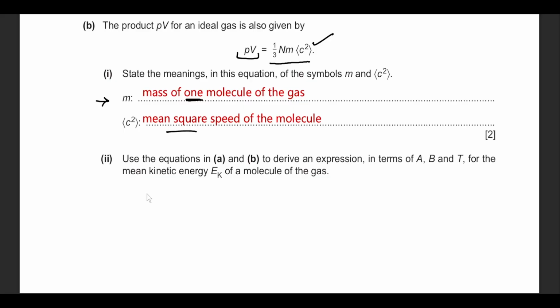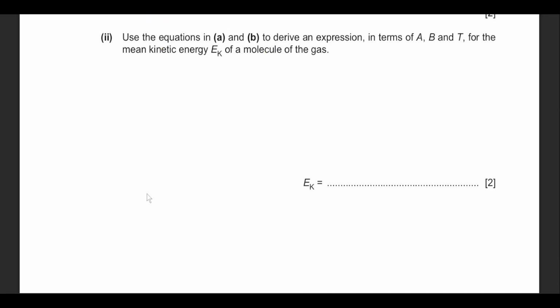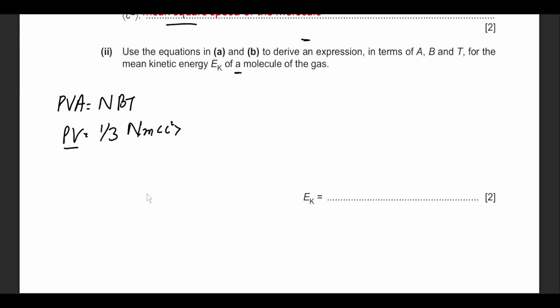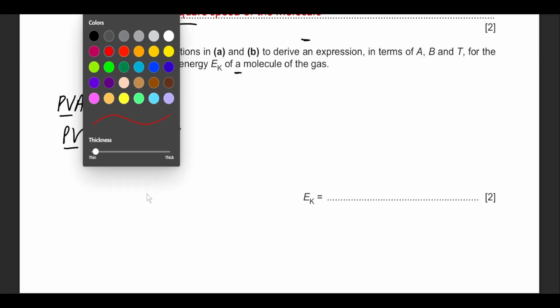c squared is mean squared speed of the molecule. Then we have used the equations A and B to derive an expression in terms of k and T for the mean kinetic energy of a molecule of the gas. Keyword. Now, the first equation they've given us is PV equals capital N k T. The second equation that they've given us is PV equals 1 by 3 N m times RMS speed squared. Now, since this is equal to PV, this is equal to PV, we can bring V to the other side in division to make it look like this.